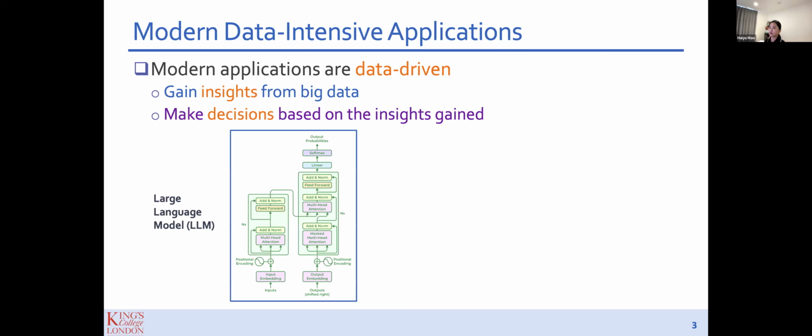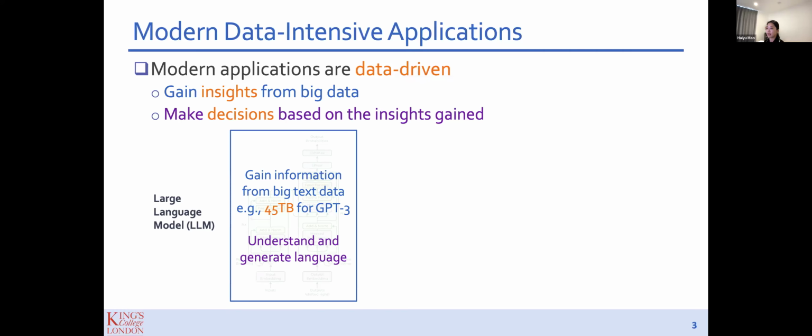For example, it's well known that we have large language models, and we need to train them to get information from big text data. For example, it's like 45 terabytes for GPT-3, and then we can understand and generate language.